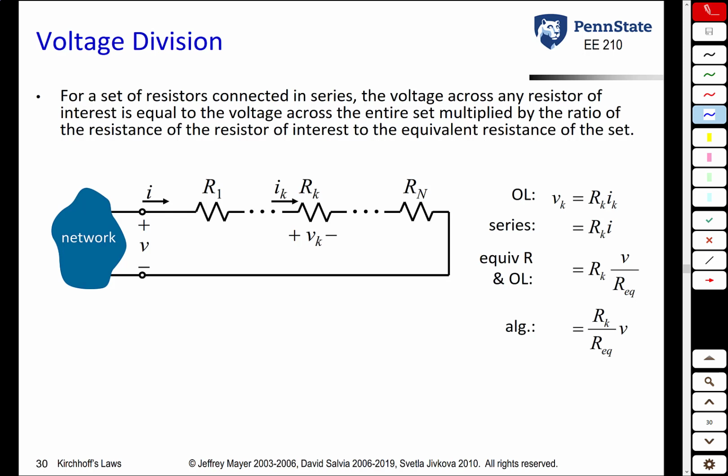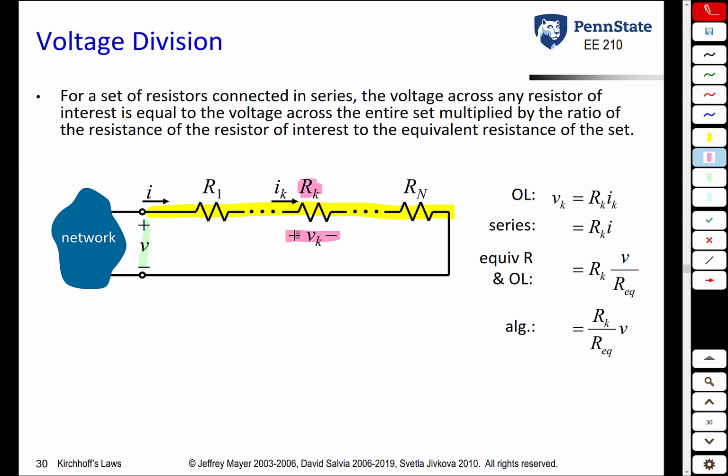Let's talk about voltage division first. Suppose we have a whole bunch of resistors in series, R1 all the way up through Rn, and suppose we know the voltage across the whole series combination, V. Suppose that you want to find the voltage across a particular resistor, let's say R sub k. Let's call that voltage V sub k.